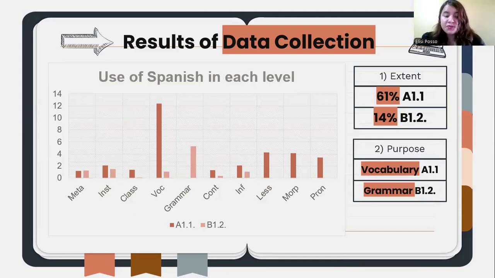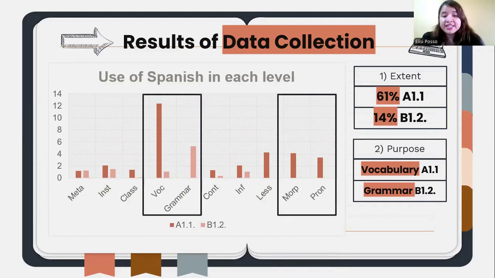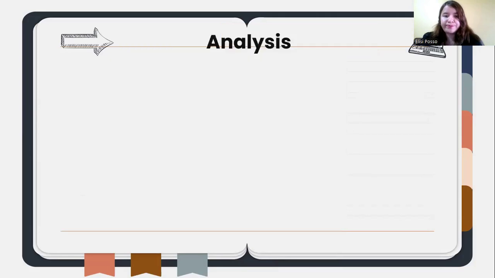This pattern can be explained by the typical order of language acquisition, where learners first acquire and understand vocabulary before progressing to sentence formation. And finally, for the qualitative analysis, I focus just on the four most significant uses of Spanish for strictly pedagogical purposes. That is, explaining vocabulary, morphology, pronunciation, and grammar.